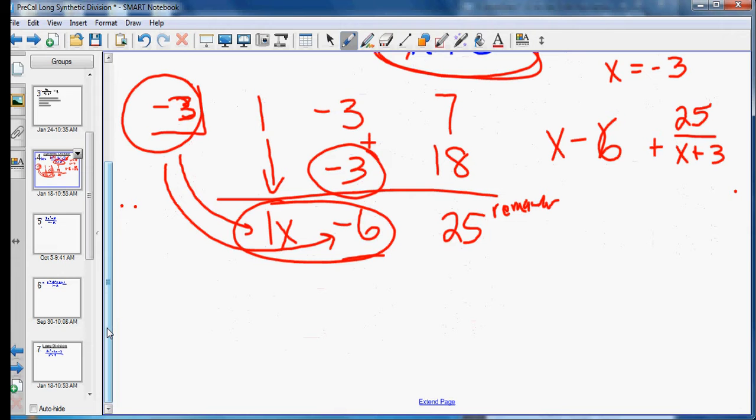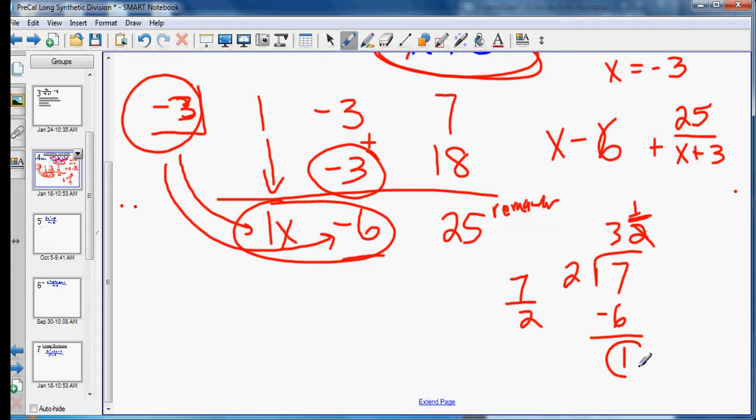Which, if it helps you think about why, if you remember way back in the day when we did things like 7 divided by 2, we could say, okay, 2 would go into 7 3 times. 3 times 2 is 6. Subtract the 6, we get 1. So 7 divided by 2 is 3.5. As you can see, we actually just took the remainder and put it over top of the original denominator, which was 2. So we're doing the same process here. We take our remainder and we put it over top of the original denominator.